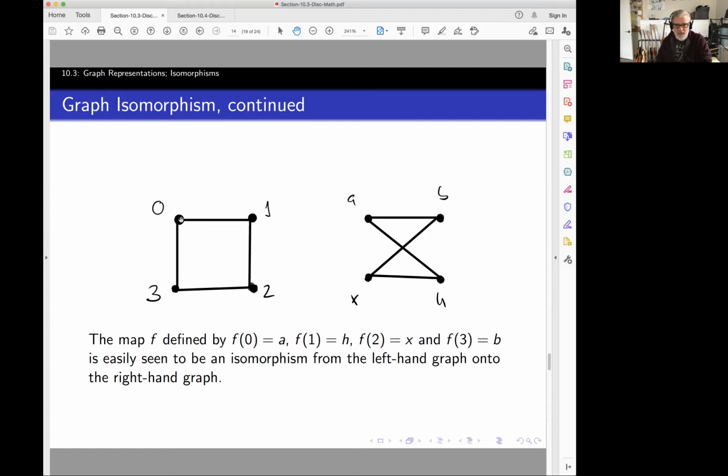But you see, I have an edge here between 0 and 1, which means that their image, there must be an edge. So A to H, right? 2, I sent to X. Now I have to go to X. There's no choice, right? Because I'm following 0, 1, 2, 3. So A, H, X, and F of 3 is B. X goes to B like this, and I've got my isomorphism, okay?